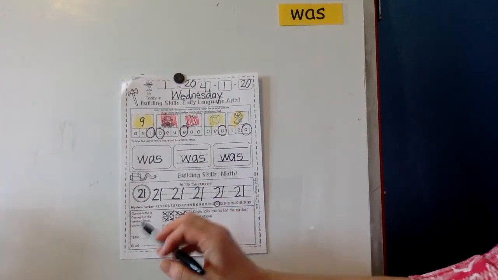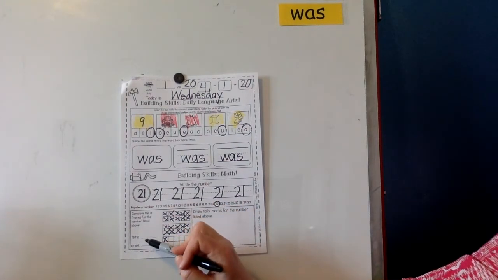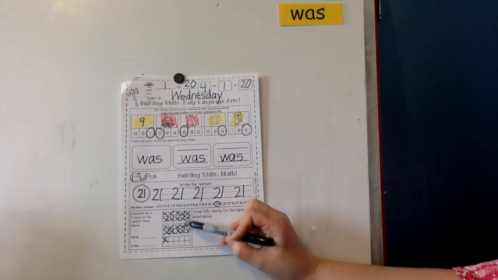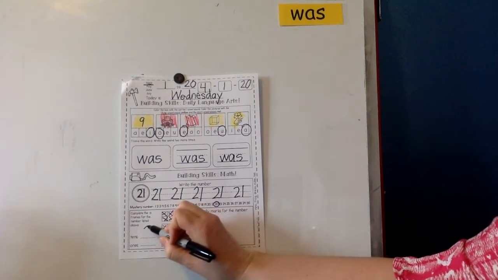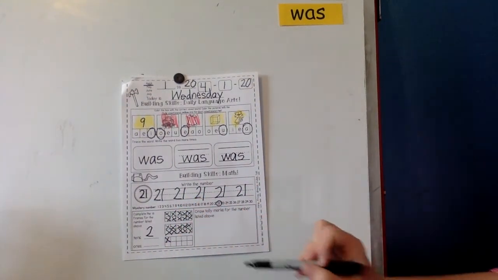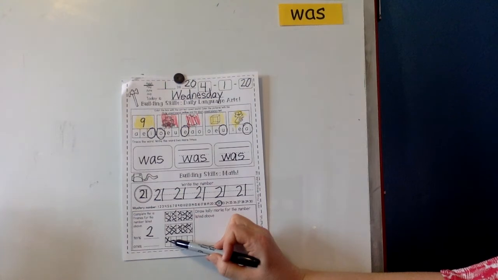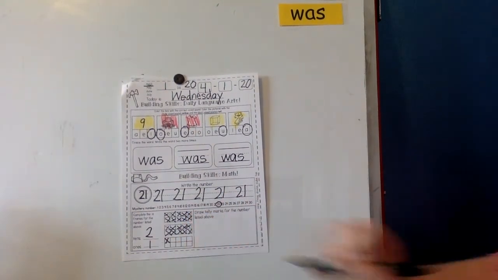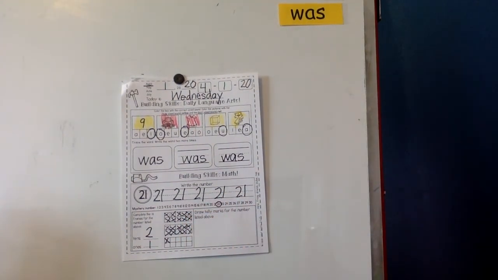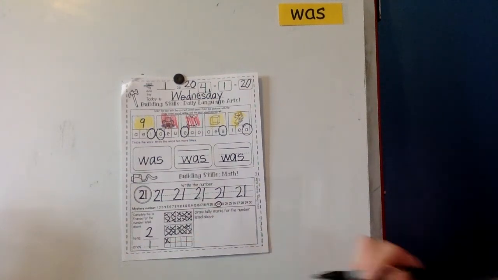Now, it asks us over here, how many 10s were there? So we know there were 1, 2 full 10s. So we're going to write a 2. And how many 1s were there? There was 1. So we're going to write there were 2 10s and 1 1s.